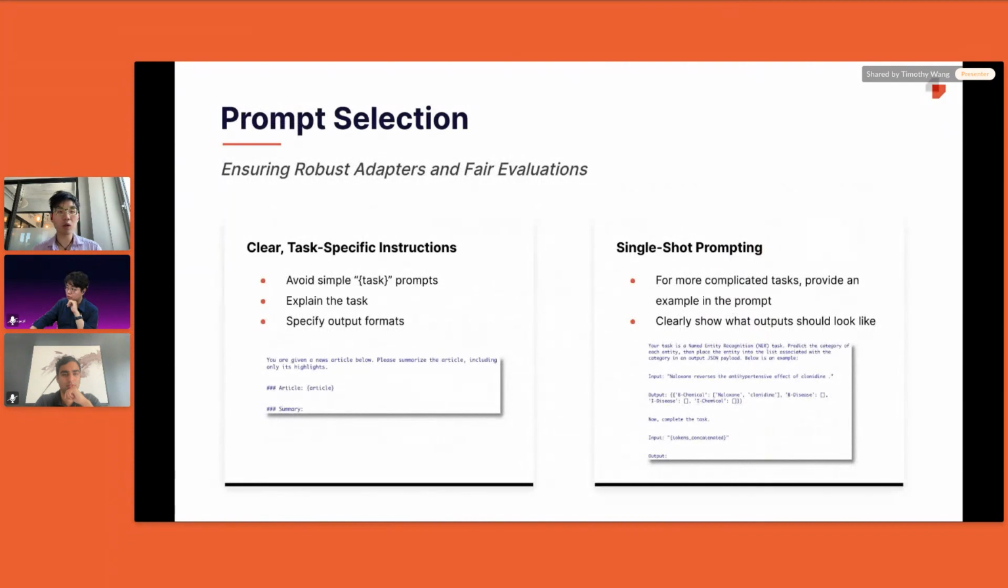To make sure that we're being fair to, for instance, GPT-4 and any non-fine-tuned models in our experiments, we had to make sure that our prompts were also very fair. To do so, we made sure that the instructions were clear and task-specific. We made sure to explain the task. We specified output formats, like specifying that we wanted a JSON output. And in the case of more complicated tasks, we also used single-shot prompting. So over there on the right, you can see that for the more complicated tasks, we provided an example in the prompts that clearly shows what the outputs should look like, with specific delineators and clear prompting.